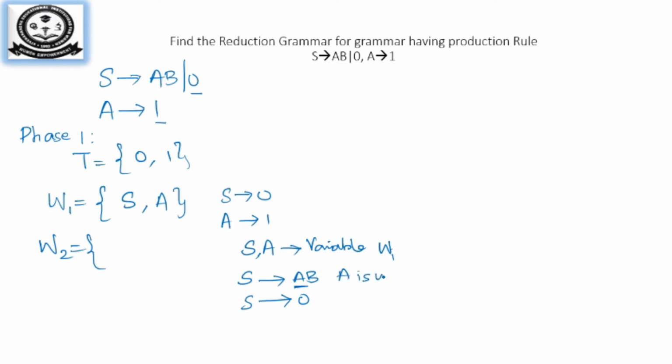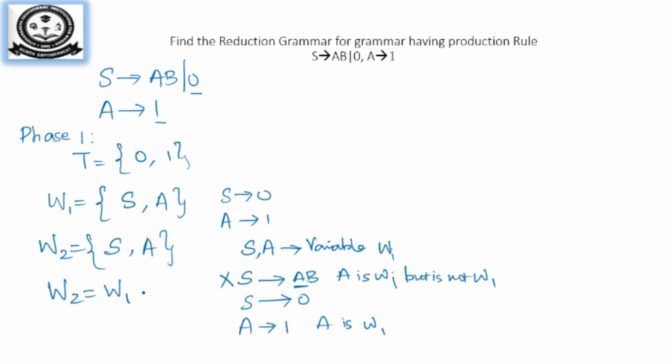A is in W1, but B is not in W1. So this production is not considered for my W2 set. But the second production is S tends to 0, where 0 is in our terminal set, so we will include S over here. The second production rule we have is A tends to 1. Here A is in W1, and 1 is also in the terminal set, so we will include A. So we can stop the process because when W2 is equal to W1, we can stop. So phase 1 is over.